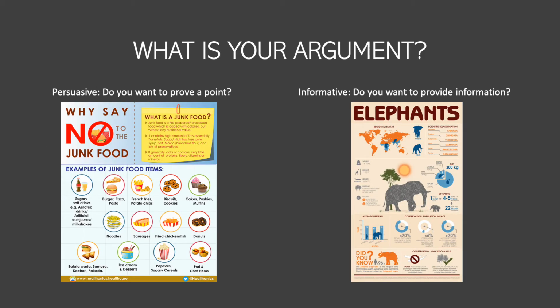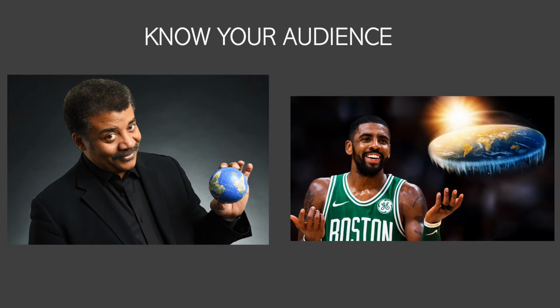First, we're going to go over what your argument is. Is it persuasive? Do you want to prove a point? Or is it informative? Do you want to provide information? These are kind of the two main categories that your infographic will fall into. If it's persuasive, you can see the graphic here on the left. You're trying to tell people to say no to eating junk food. But if it's informative, you're trying to tell people on the right about elephants. So you just have to know what your argument is, what you're trying to prove, what you're trying to do with your infographic before you start making it.